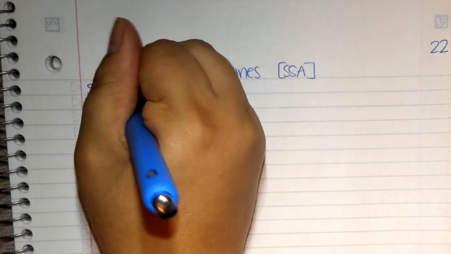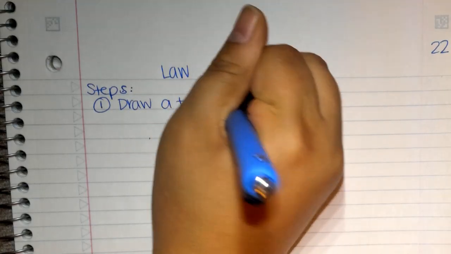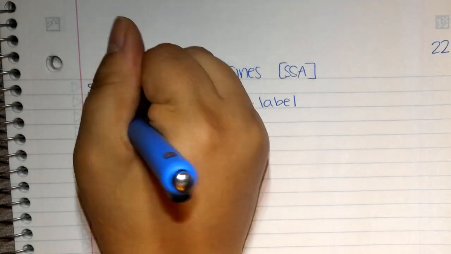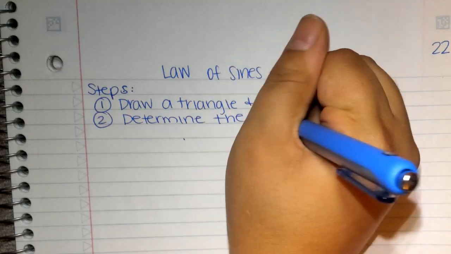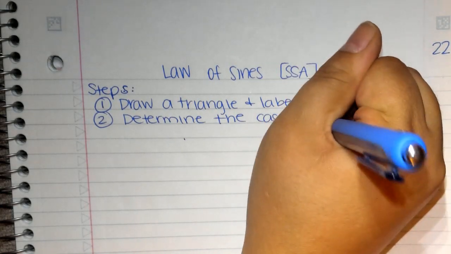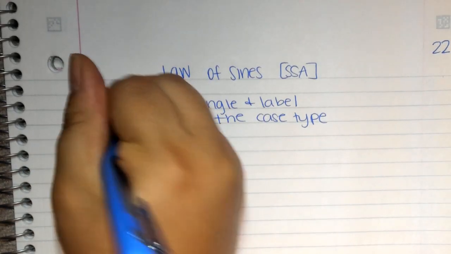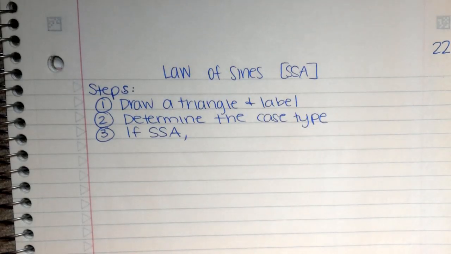So we are still going to be drawing a triangle and label. And we are still going to determine the case type. Write this down, please. Yesterday we said if it's AAS or ASA, do law of sines. Today we're going to say if it's ASA or AAS.